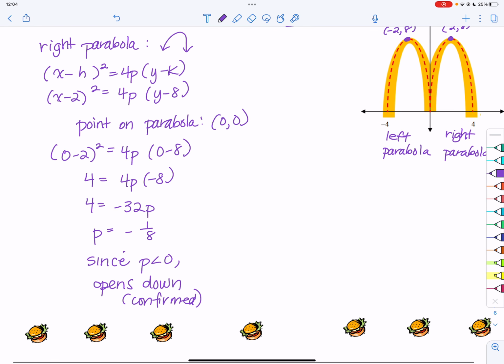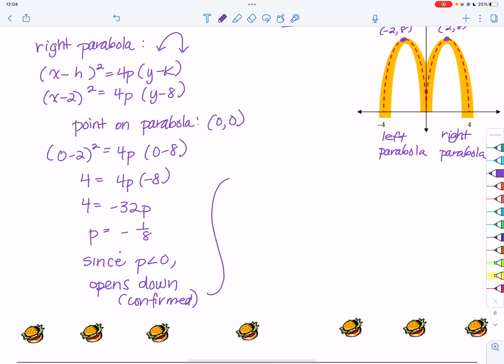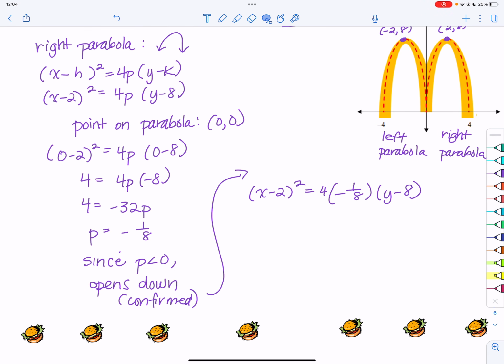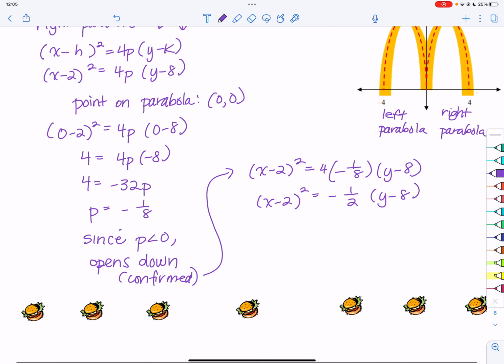Okay, so now we can say that (x minus 2) squared is equal to 4 times negative 1/8 times (y minus 8). And so we have (x minus 2) squared is equal to negative 1/2 times (y minus 8). So this is the parabola on the right.